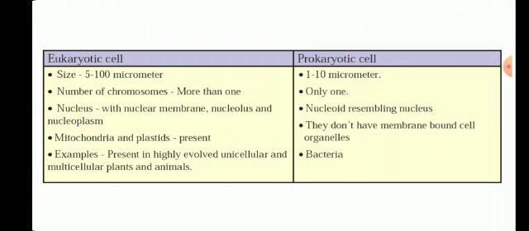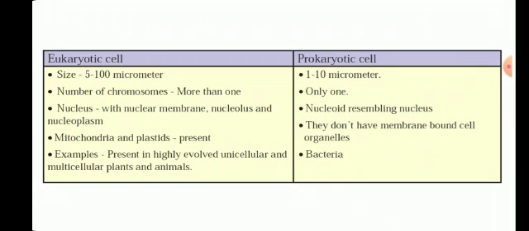Eukaryotic cell has more than one chromosome and in prokaryotic cell only one chromosome is present. Nucleus is bound by nuclear membrane and distinct nucleolus and nucleoplasm is present in eukaryotic cell, and prokaryotic cell has nucleoid resembling nucleus. Means true nucleus, distinct nucleus is not well defined in case of prokaryotic cells. The nucleus is in the form of nucleoid which resembles like nucleus.